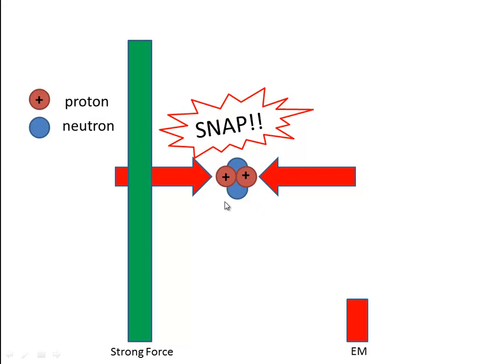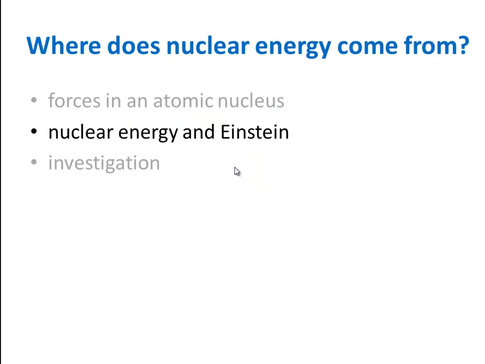This is why atoms that have more than one proton in the nucleus stay together. It's because of the strong force. If it weren't for the strong force, you could never get these protons to live together in the same atom. Okay, so that's part 1. In the next video, we're going to talk in a lot more detail about nuclear energy and how that fits into what Einstein did. Okay, so I'll see you there.